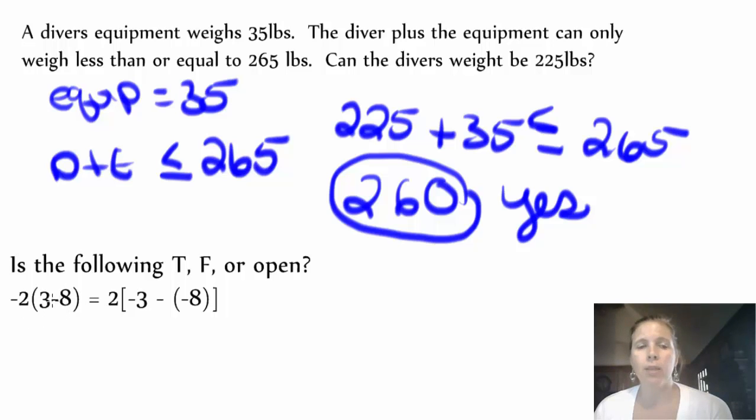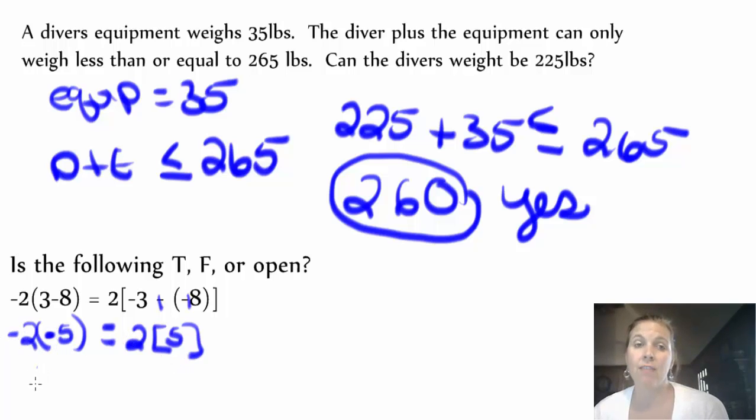So we have to do our parentheses first. So 3 minus 8 is going to give us -5 times -2 equals, what we do on the inside, remember this is cha-ching, so it's really -3 plus 8, which is +5. So -2 times -5 is +10, because a negative times a negative is a positive, remember? And 2 times 5 is 10. So this is a true statement.